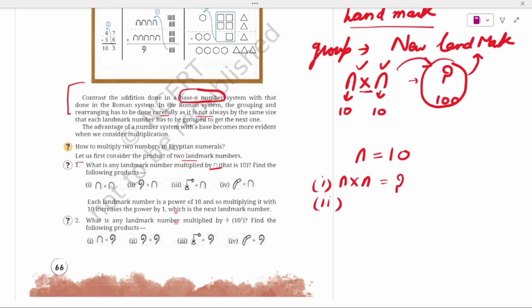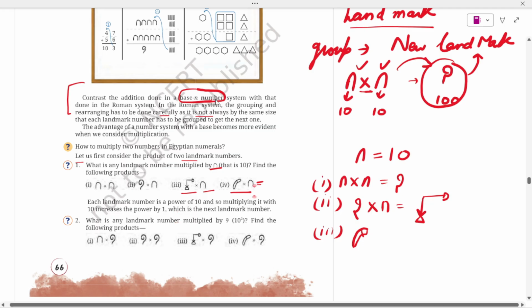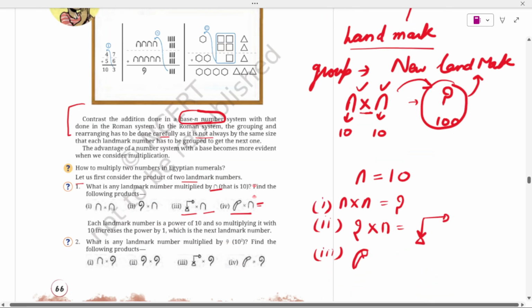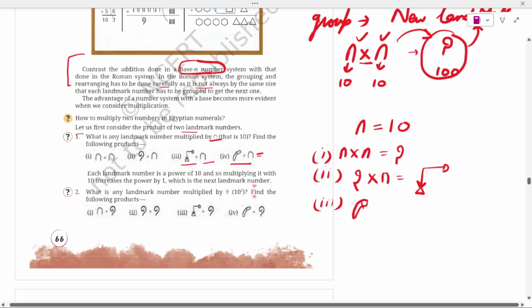Second part, when we multiply 100 with 10, it will be 1000, so the next symbol will be this. And thirdly, when we multiply 1000 with 10, it will be 10,000, so the symbol will be this. Fourth one, when we multiply this, the symbol will be this one. The symbol will be this, to the power 5. So this is how we take the products, and while grouping them together, we get another landmark number.